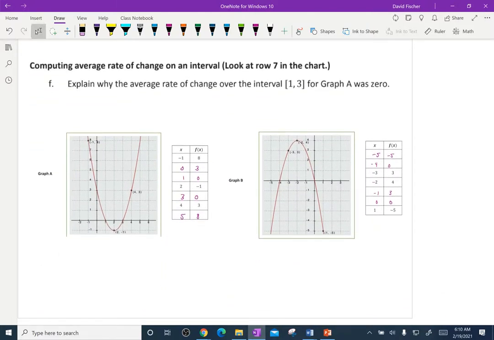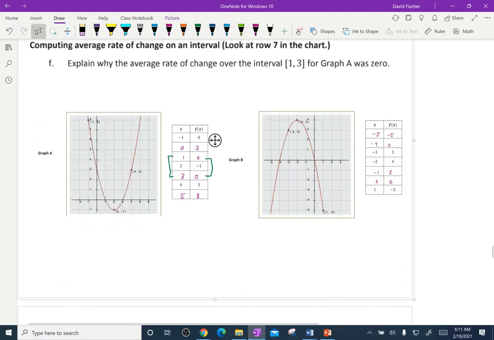Explain why the average rate of change over the interval 1, 3, so we went from 1 down to 3, was, for graph A, 0. Well, let's look at these coordinates over here. Coordinates 1, 0 is right here, and then also 3, 0 is right there. And so it's a horizontal line, isn't it?